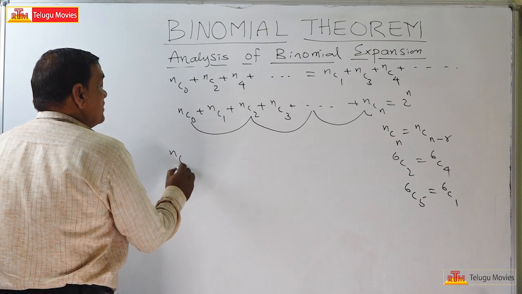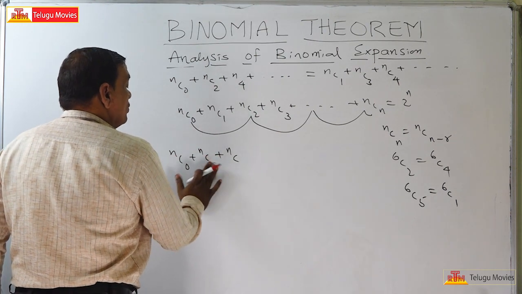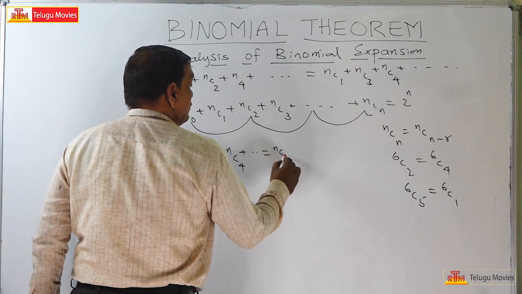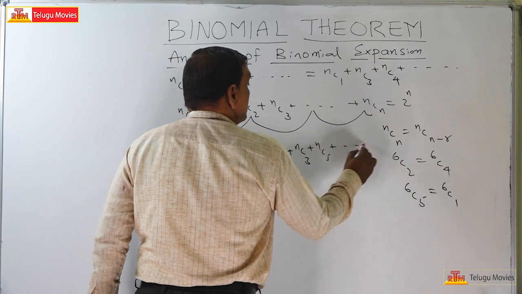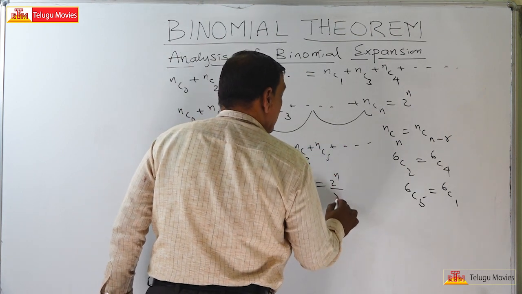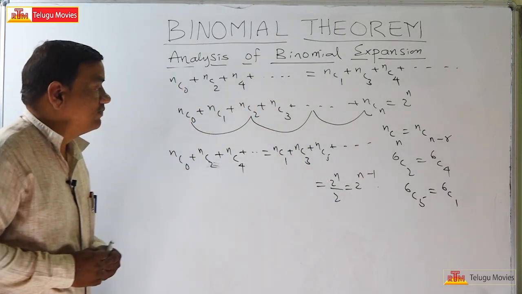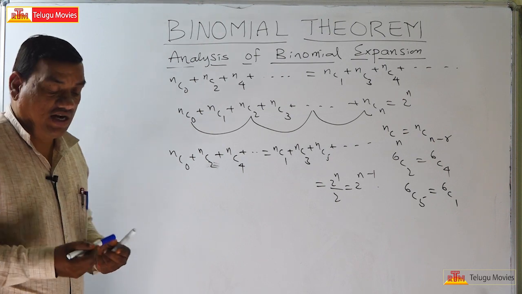Therefore nC0 plus nC2 plus nC4 and so on is equal to nC1 plus nC3 plus nC5 plus so on, which is equal to 2 to the power of n by 2, that is 2 to the power of n minus 1. Understand this? 2 to the power of n minus 1. Okay, so from this we will get a conclusion.